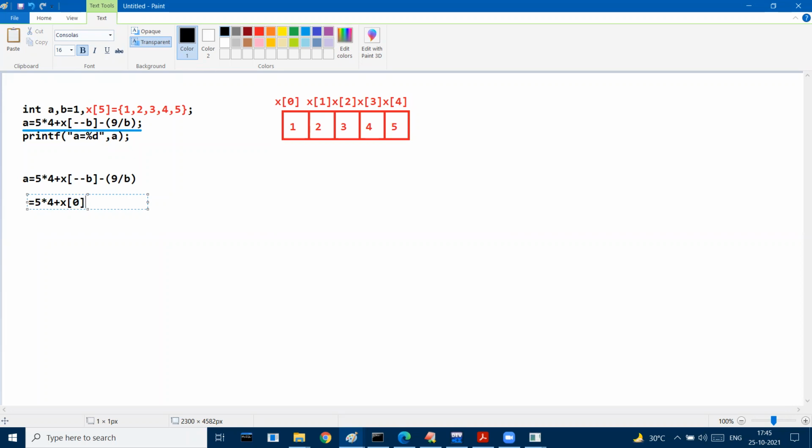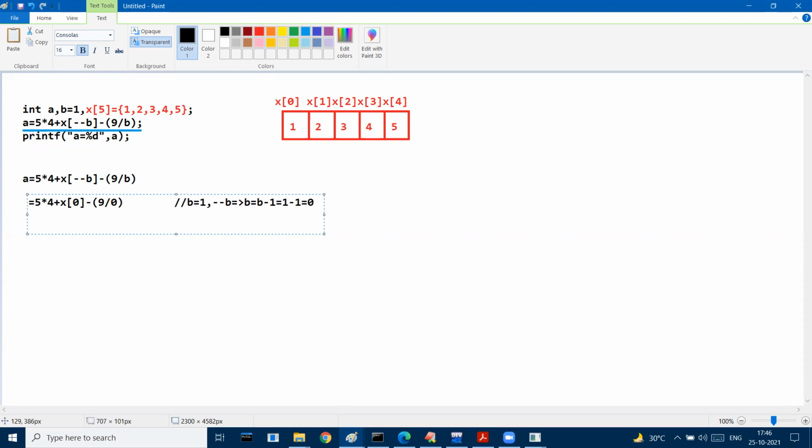Along with this, don't you think the b value also got changed? Initially the b value was 1. Minus b actually means b is equal to b minus 1. As a result, b is becoming 0. So in this portion I'm getting a 0 value, and the b value is also becoming 0 now. Yes. Minus 9 by 0.